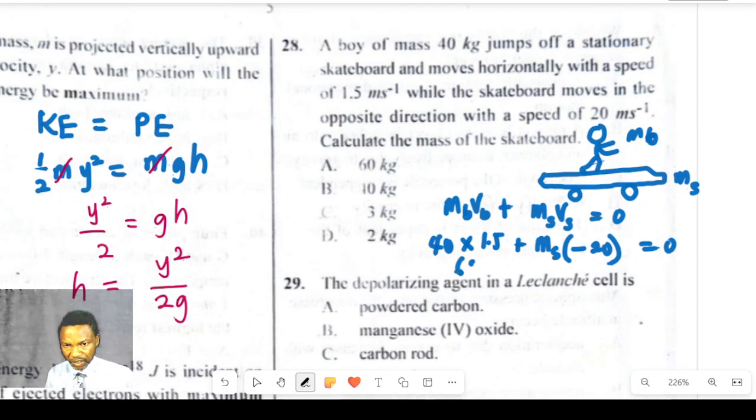60 equals 60 is equal to 20 ms. So what is ms? Ms is half of that, that is 3 kg. So the answer is C.